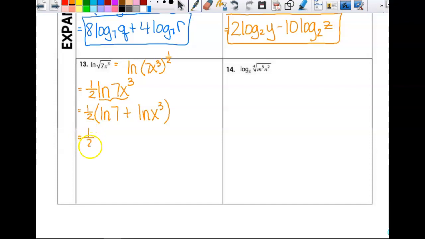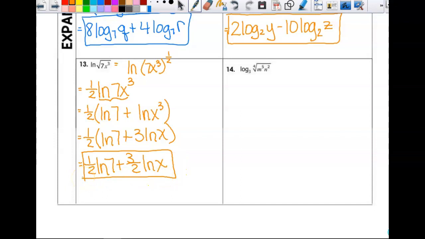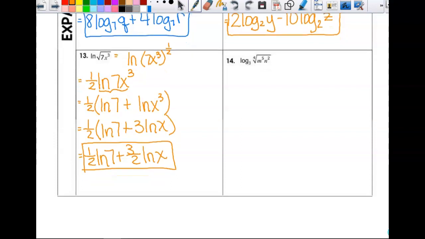Take care of my exponents. So just rewrite all that first part, and then that gives me 3 natural log of x. Then I distribute 1/2 natural log of 7 plus 3/2 natural log of x. Oh, we still have like 5 minutes. So any questions at this point? All right, so then you go ahead and do 14 on your own, and I will do it up here, and we will make sure that we agree.